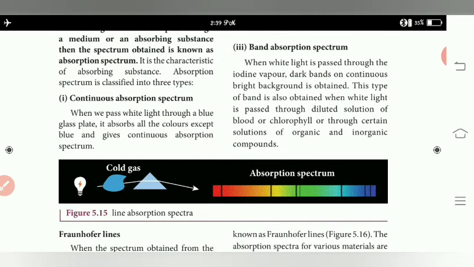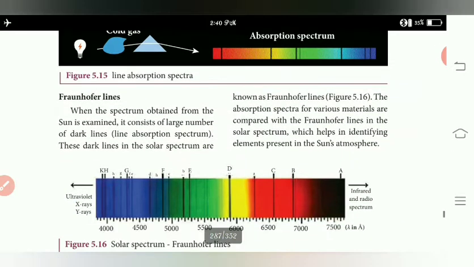Band absorption spectrum: when white light passes through iodine vapor, dark bands on a continuous bright background are obtained. This type of band is also obtained when white light passes through a dilute solution of blood or chlorophyll, or through certain solutions of organic or inorganic compounds.